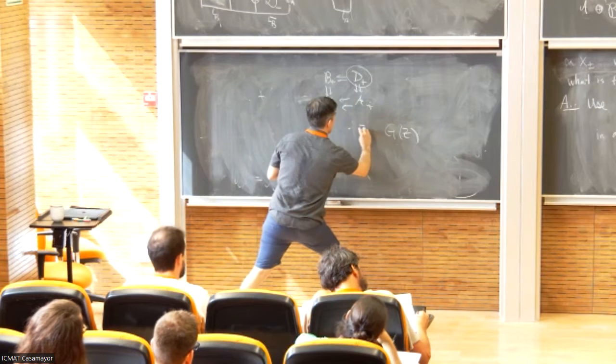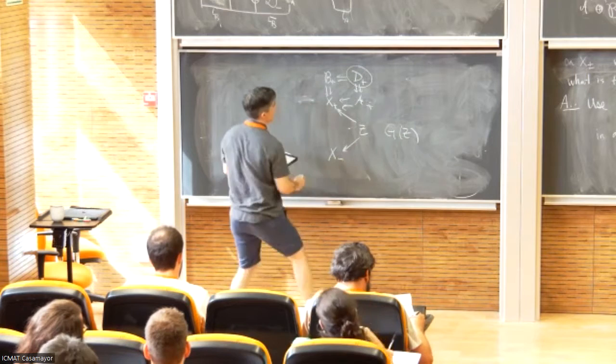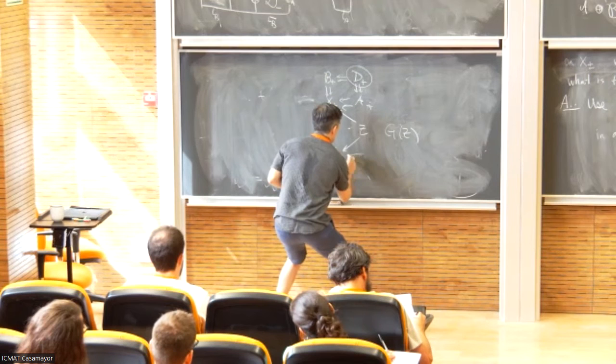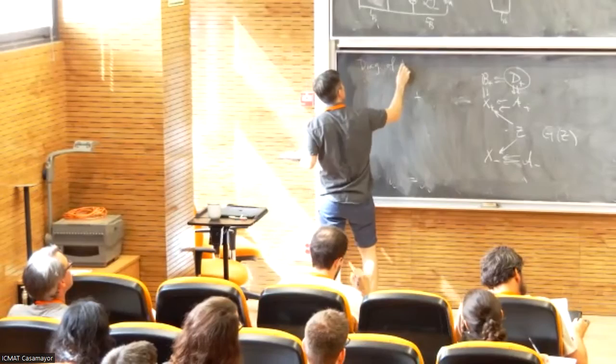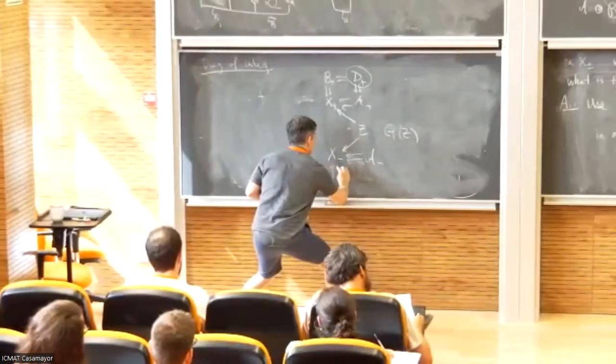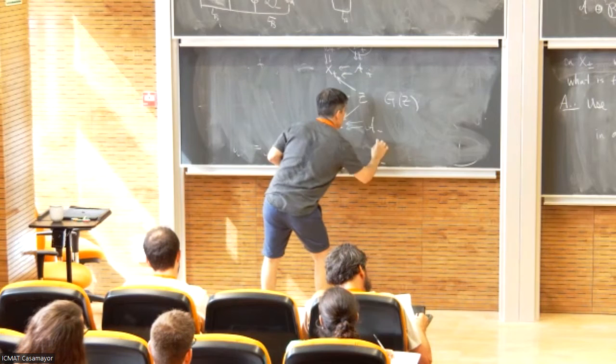Now, there is a Morita equivalence between X plus and X minus, but this is a Morita equivalence between A plus and A minus. These are the groupoids, I'm sorry. This is the groupoid of A plus. This is a picture, a diagram of integrations. Okay. And this has a double groupoid here as well. B minus, D minus.